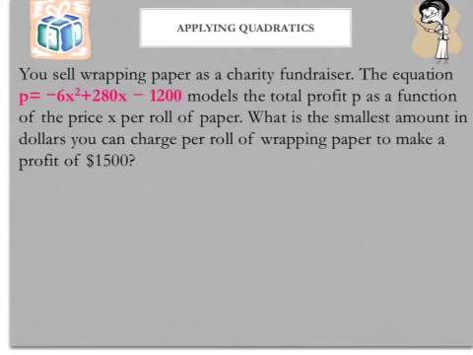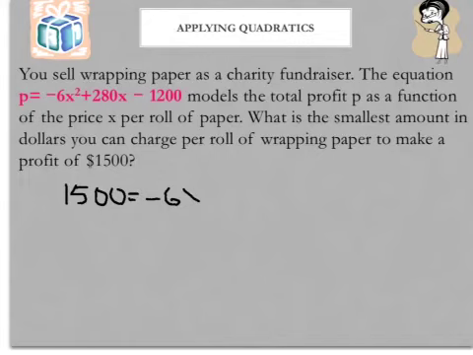Alright, so believe it or not, a lot of real-world situations use quadratic functions to model what is going on. So in this particular case, you sell wrapping paper as a charity fundraiser. The equation p equals negative 6x squared plus 280x minus 1200 is going to model your profit, p, as a function of the price, x, per roll of paper. We want to figure out what's the smallest amount in dollars we can charge to make a profit of $1,500. So that means I want this p over here to be 1,500.